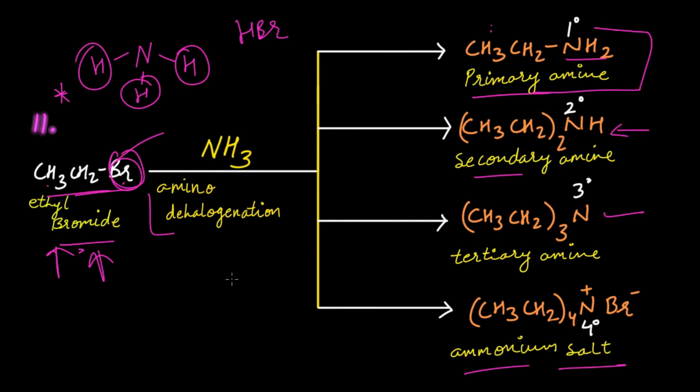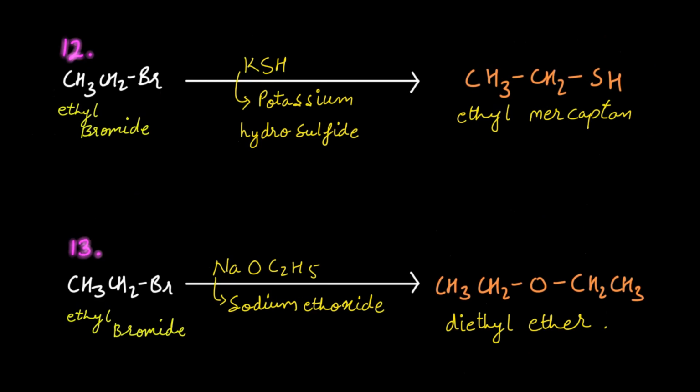This is your amino dehalogenation or aminolysis. So this is an important reaction because the reaction does not stop at the first possibility. There are 4 possible products which can be formed, right? So remember this reaction. Let's move to the next.